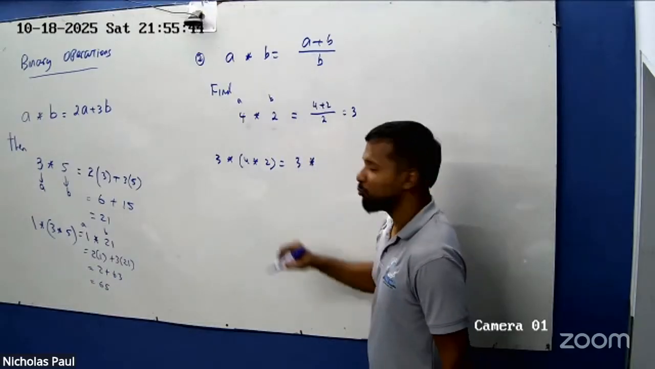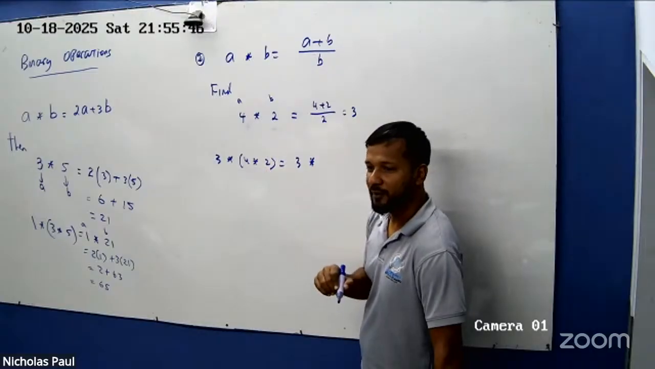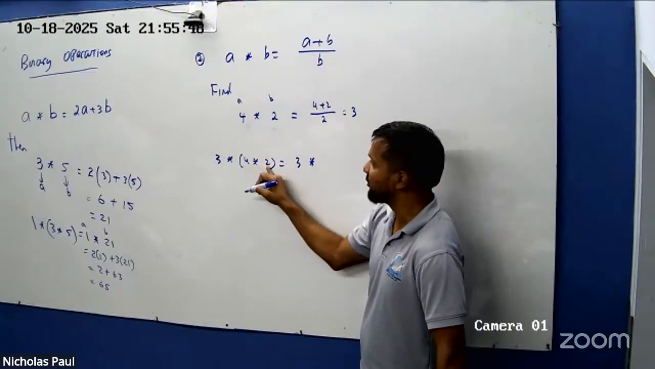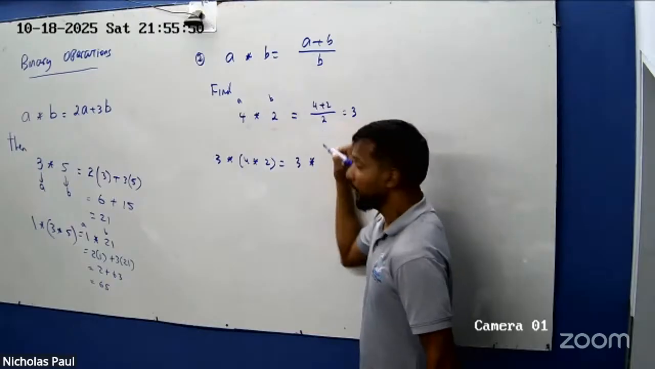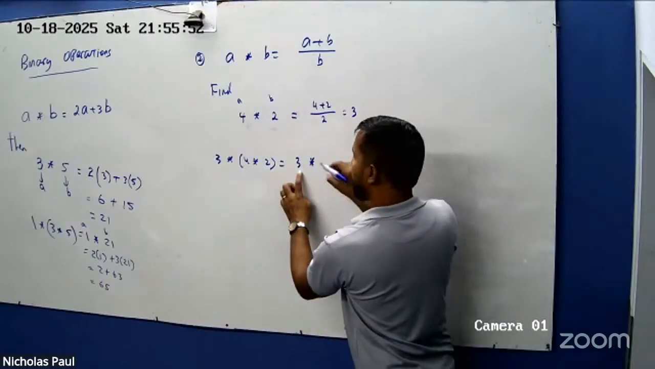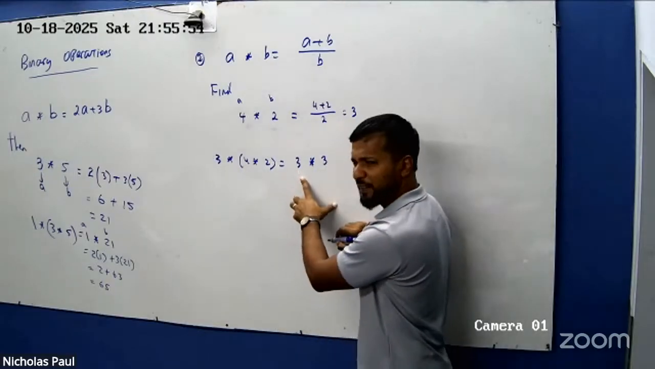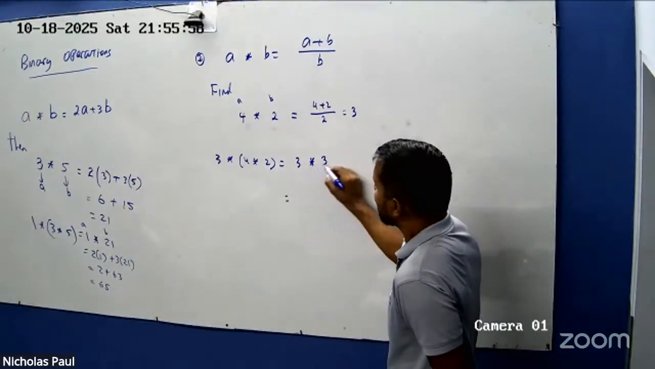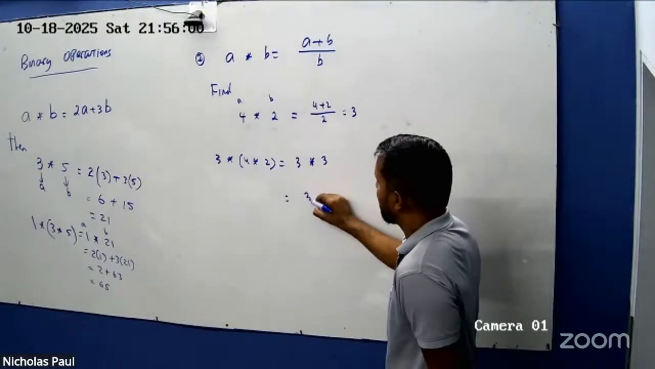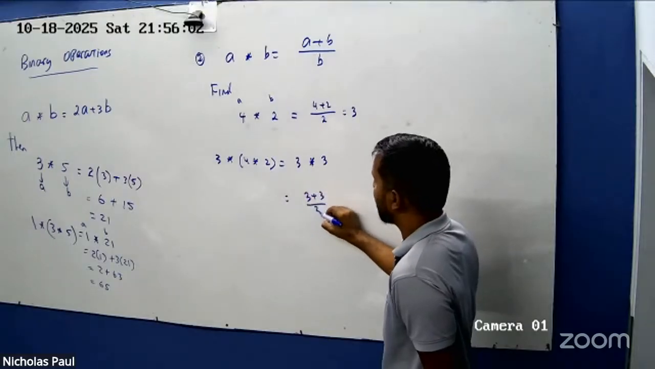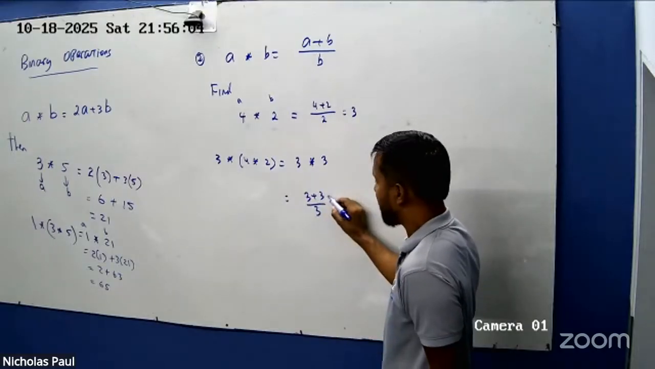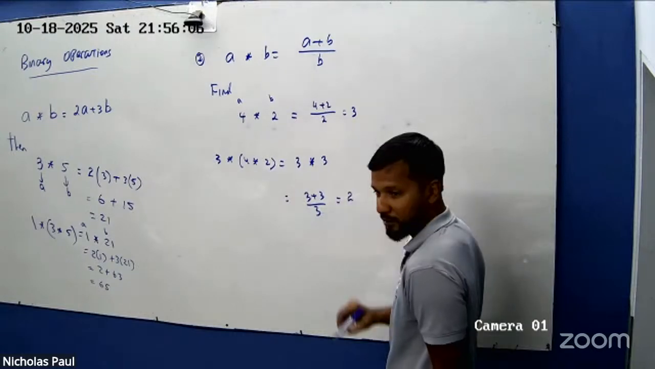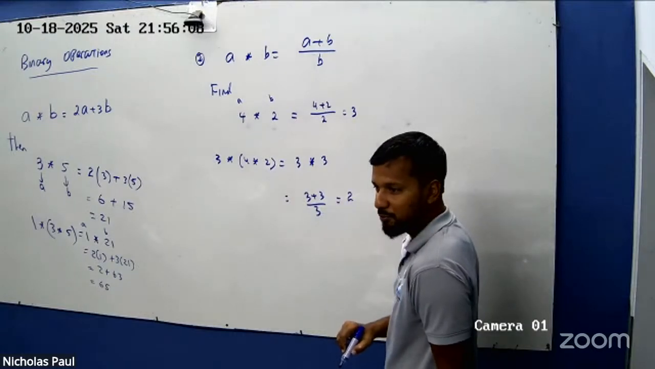So what is 4 star 2? What is 4 star 2 again? 3. So technically we're doing 3 star 3. Somebody said they get 0. Right? 3 star 3 is what? 3 plus 3 all over 3. 3 plus 3 is 6, over 3 is? Get 0.